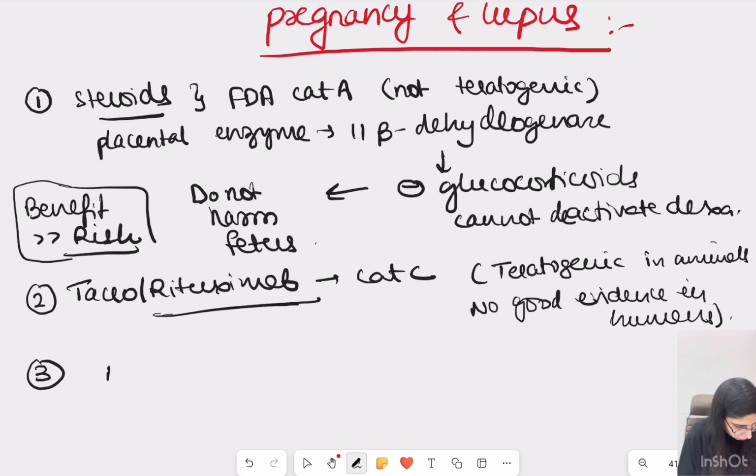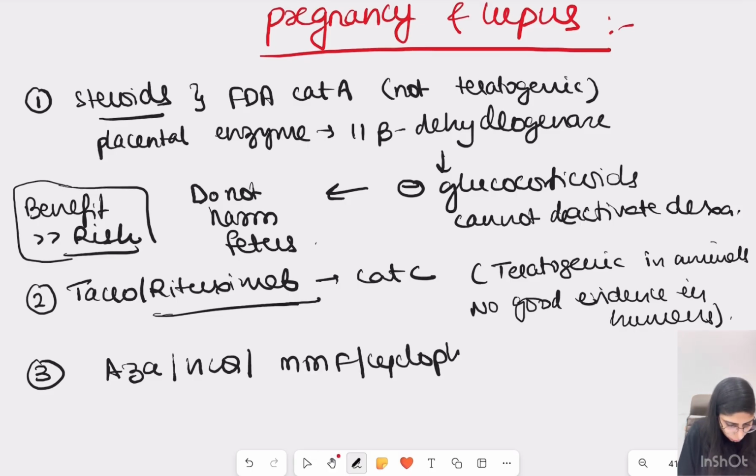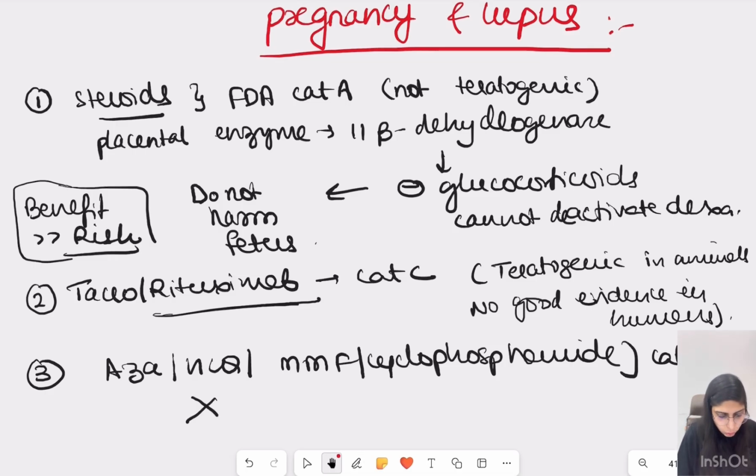Third, azathioprine, HCQ, MMF, cyclophosphamide, these are all category D. And by category D, we mean that these cannot be given in a pregnant patient no matter what. So you can do a pulse with steroid, you can maintain the patient on a low dose of oral steroid, or if the patient is refractory to that, you can give rituximab. But no azathioprine, HCQ, MMF, and cyclophosphamide. Category D means teratogenic, with enough evidence to say that these are teratogenic in humans.